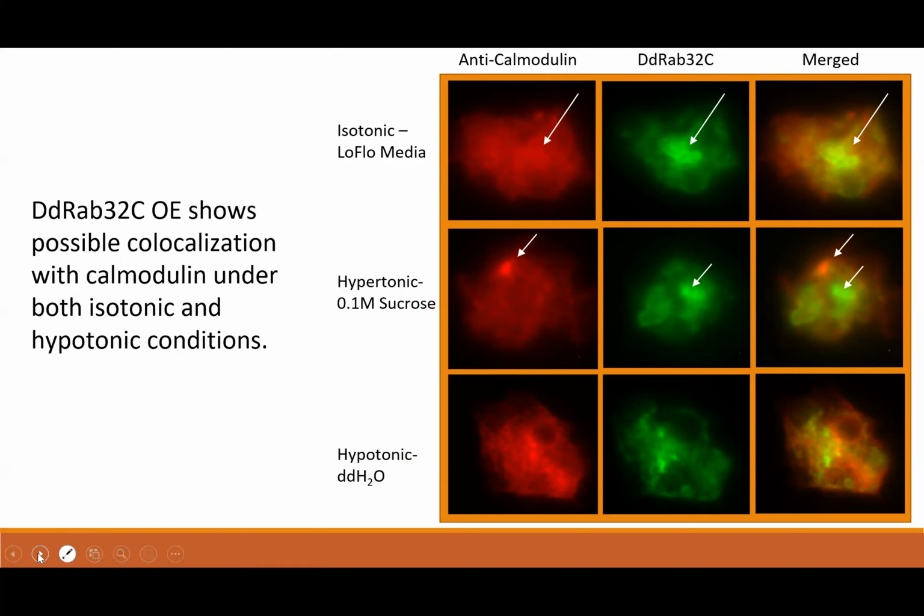Lastly, we put it in the water to do hypoosmotic stress. You see that there are areas of dark red, and areas of green, and when merged, they do overlap and create the yellow image.